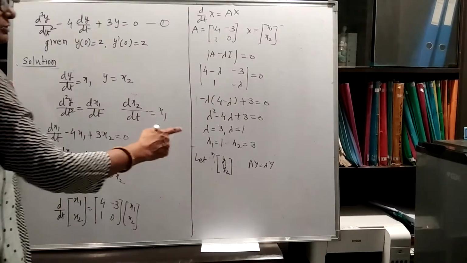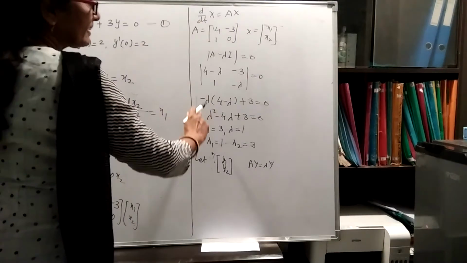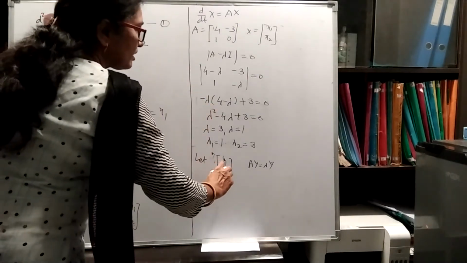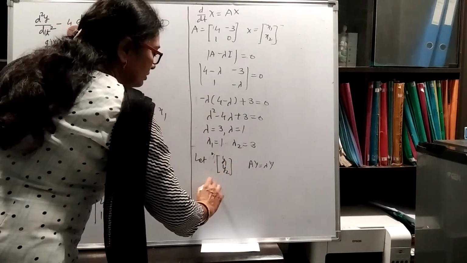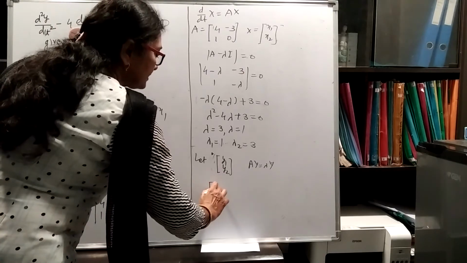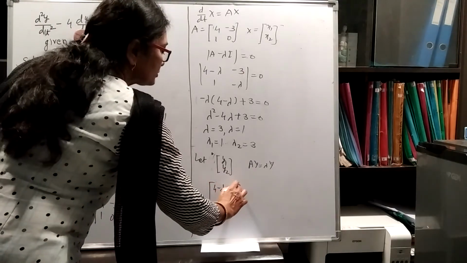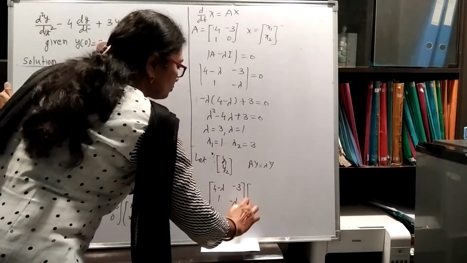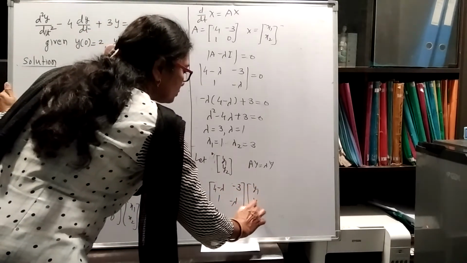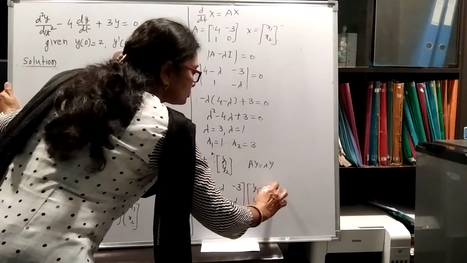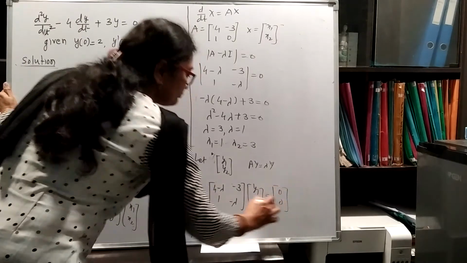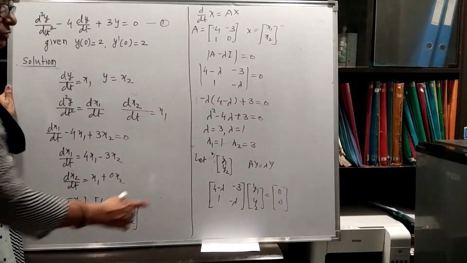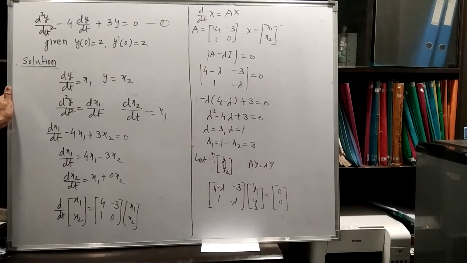A minus lambda I into y is equal to 0. Okay, so for this value what we have to put, matrix A minus lambda I, that is equal to 4 minus lambda, minus 3, 1, minus lambda, into y1 y2 is equal to 0 0. So we have to form this equation.